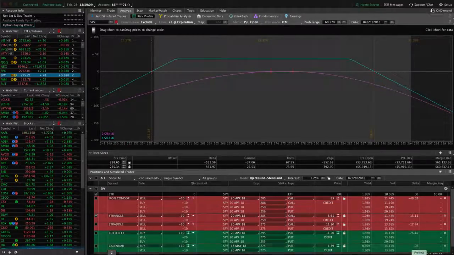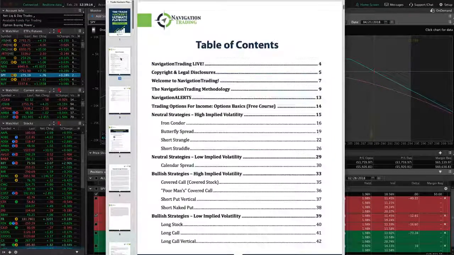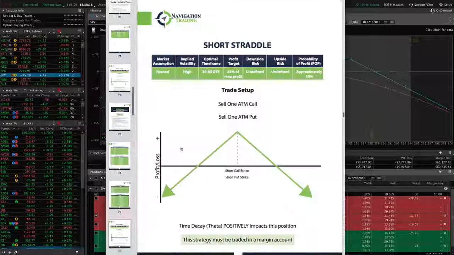Now let's bring our strategy ebook back up and take a look at the next strategy, which in this case is short straddles. Straddles are very similar to strangles. Our market assumption is still neutral. We want to put these on when implied volatility is high. We still want to enter with 30 to 60 days to expiration. Our profit target is a little bit smaller.